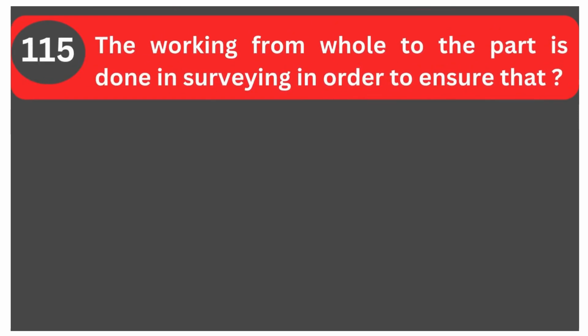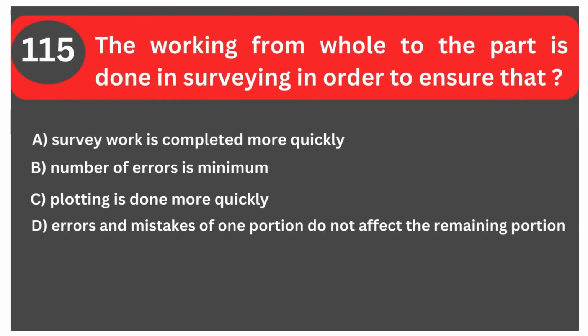The working from whole to the part is done in surveying in order to ensure that. Options: A. Survey work is completed more quickly. B. Number of errors is minimum. C. Plotting is done more quickly. D. Errors and mistakes of one portion do not affect the remaining portion. Answer D. Errors and mistakes of one portion do not affect the remaining portion.